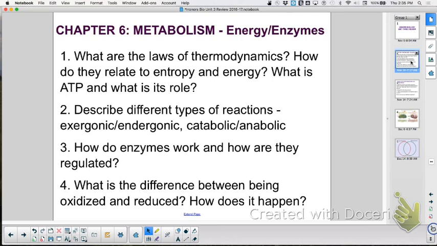Okay, different kinds of reactions. Exergonic and endergonic. Which one sounds like energy is leaving? Exergonic, exactly. So in an exergonic reaction, you're going to lose energy. In an endergonic reaction, you're going to have to put energy in.